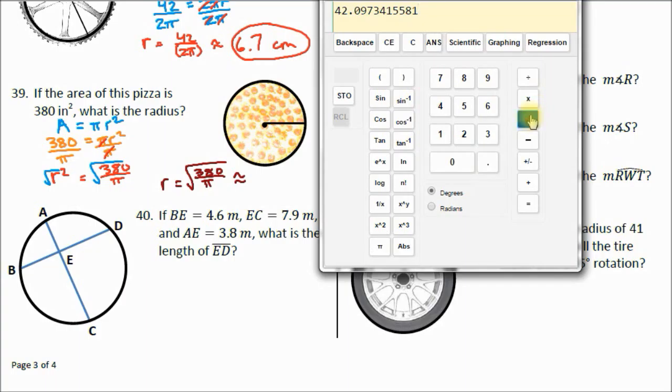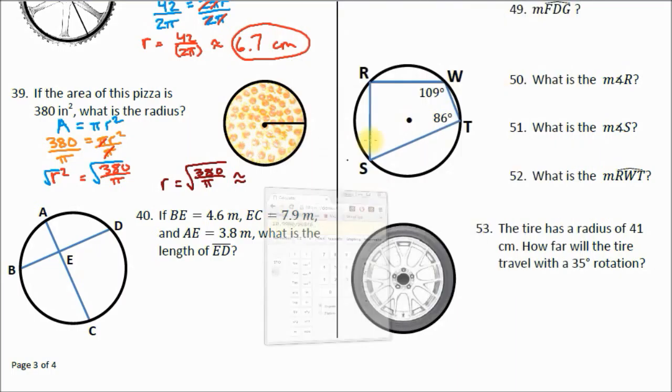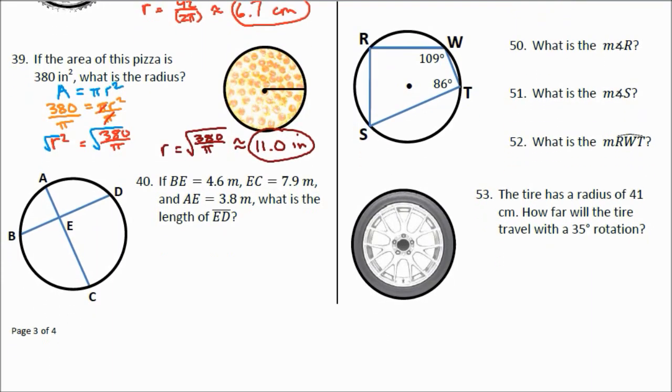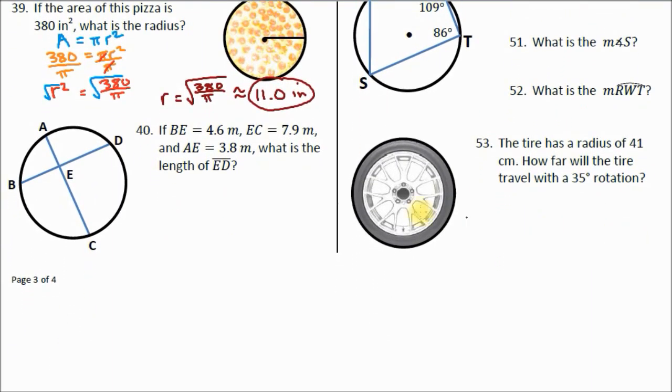We're going to do square root, and then in parentheses, oops, let's clear our display, square root, and in parentheses, 380 divided by pi, close parentheses, and our answer is 10.998. Well, the second 9 rounds the first 9 to 0, which rounds this number here to 1. So 11.0 is properly rounded. The radius is approximately 11.0. Our unit of measure is inches for radius. All right, and we have now question number 40.